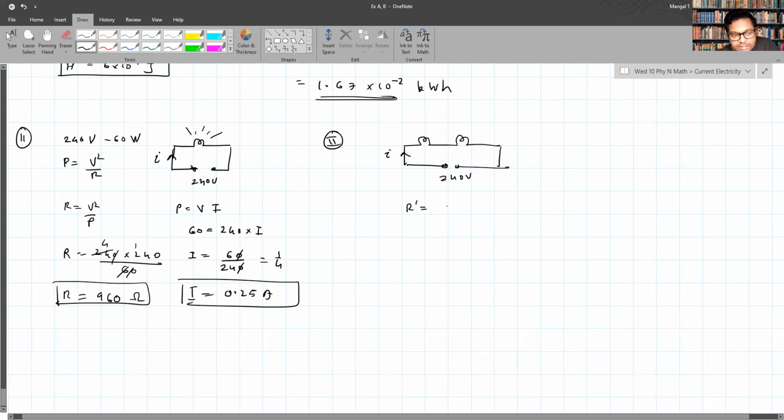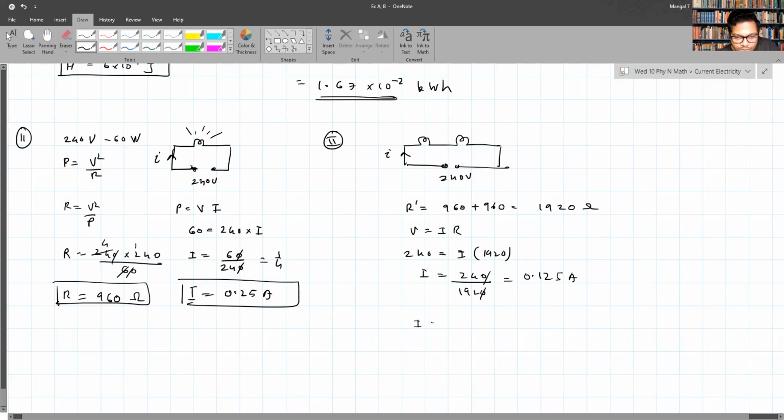And the resistance also is 960 plus 960. So that will be how much? 1920 ohms. So in this case, we want to know the current that is flowing. We can use V is equal to IR. So 240 is I into 1920. So I is 240 upon 1920. The answer will be 0.125 amperes.